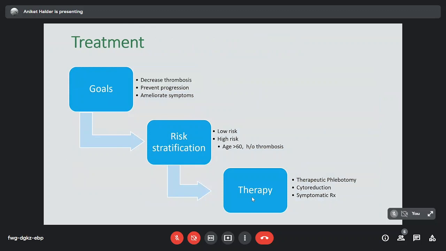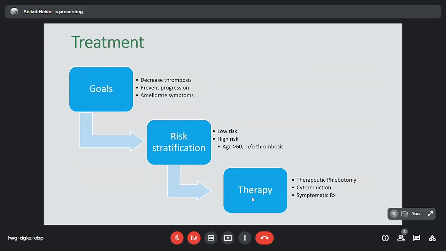So now going on to the treatment of polycythemia vera, the goals of therapy are to decrease the thrombotic complications, to prevent the progression of disease, to prevent progression to MDS or AML or post-polycythemia vera myelofibrosis, and thirdly, to decrease the symptoms of the patients. Before starting the treatment, each patient should be stratified into a low risk or high risk group depending on the age of the patient and a prior history of thrombosis.